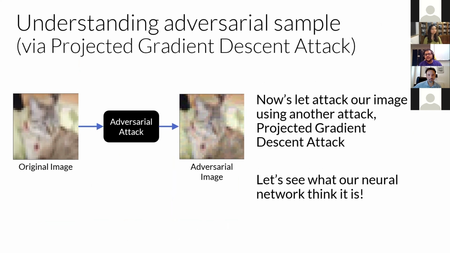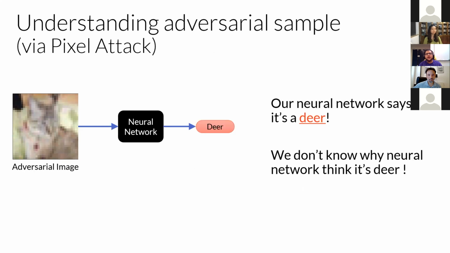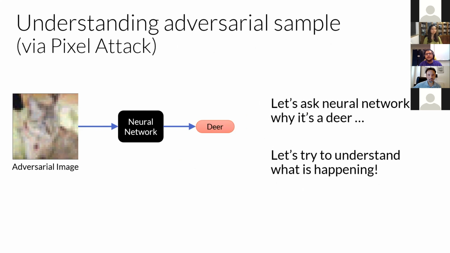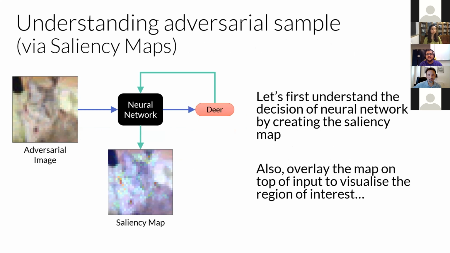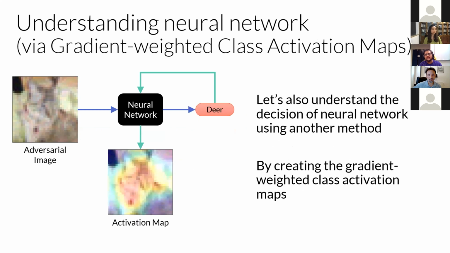So we know that the adversarial attack manipulates the weights and the activations of the neural network to create this adversarial image. So this adversarial image is again classified as a deer, but we don't know again why this adversarial image is being classified as a deer. So we can again ask the neural network why it's a deer by creating the saliency maps and the activation maps out of it.